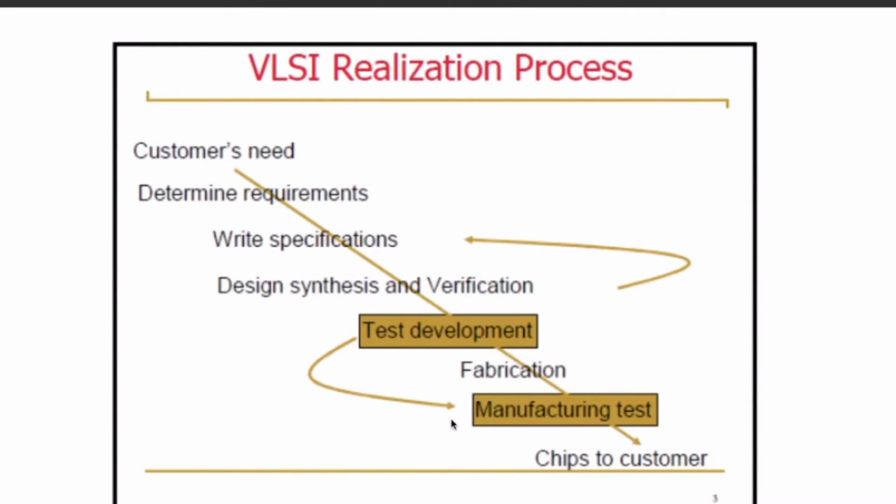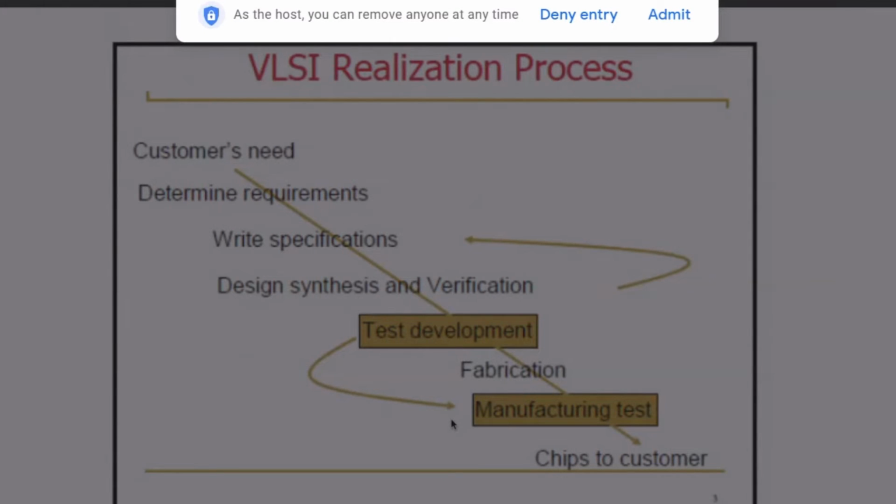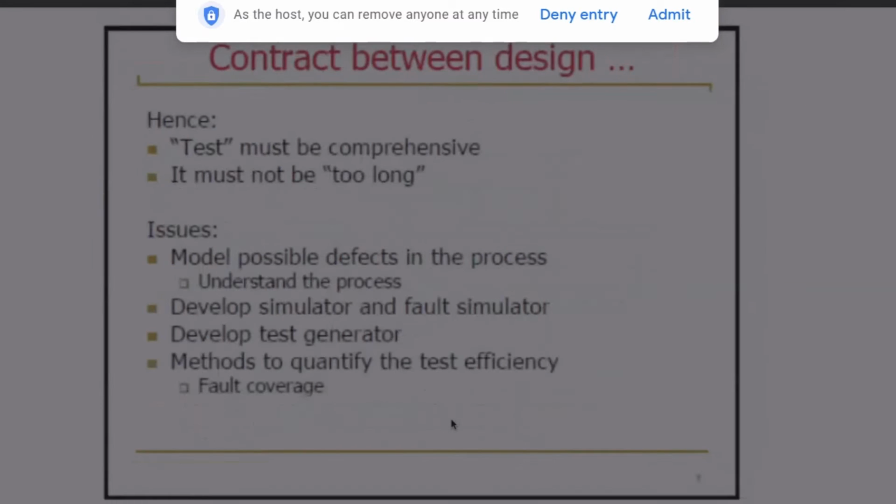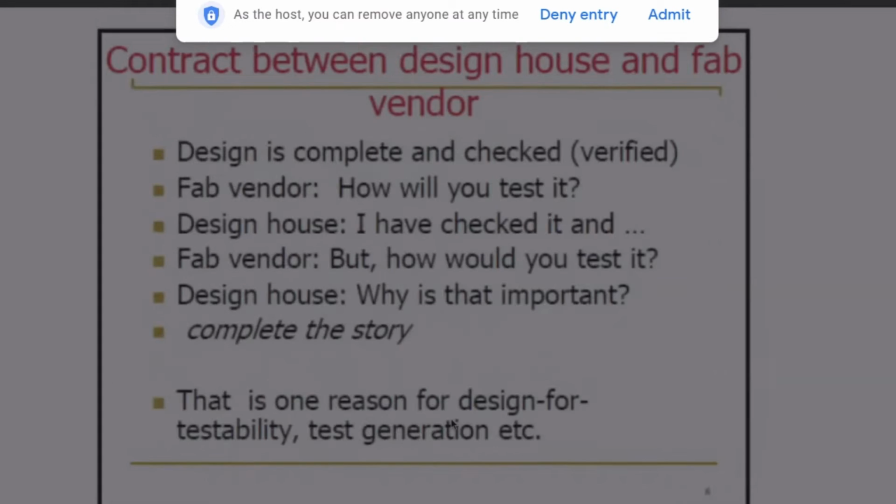VLSI realization flow. After determining requirements and writing specifications, we do design, synthesis and verification. And along with this design synthesis verification process, we also generate multiple implementations of a design. One of its implementations is the GDS2 file. This GDS2 file will be delivered to the fabrication house or fabrication vendor, and then they will fabricate the same design, whatever the specifications are there in the GDS2 file.